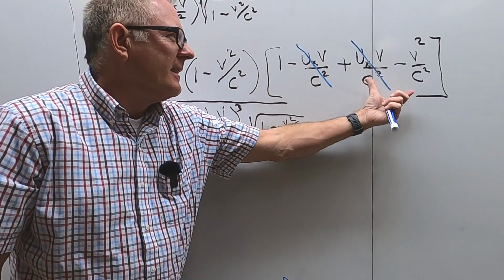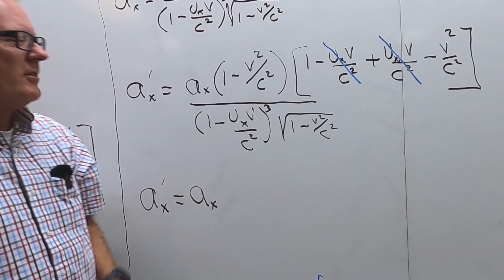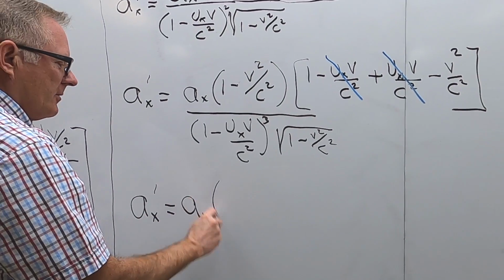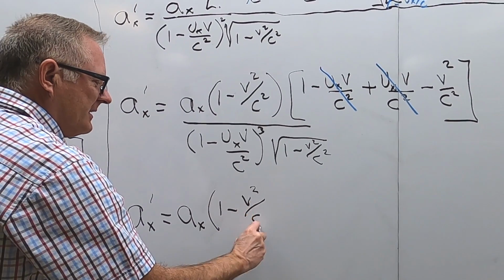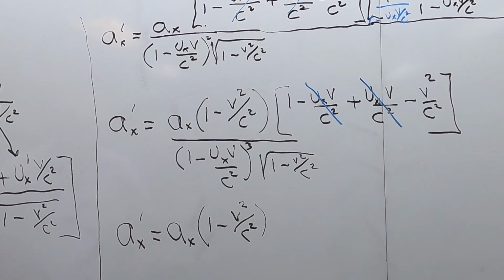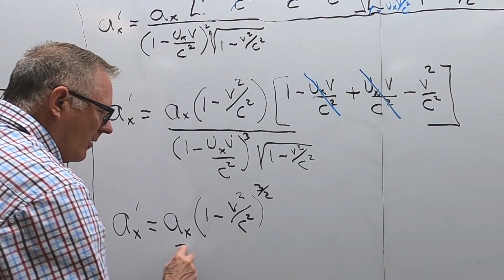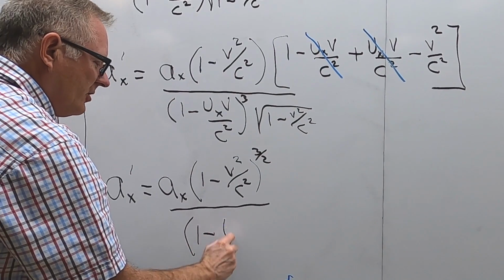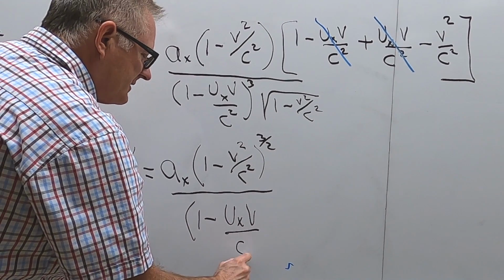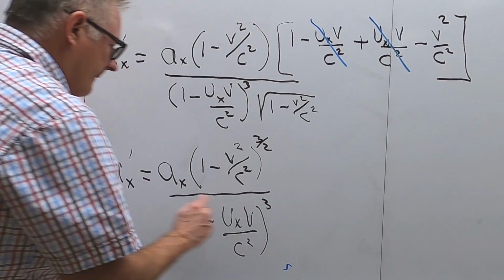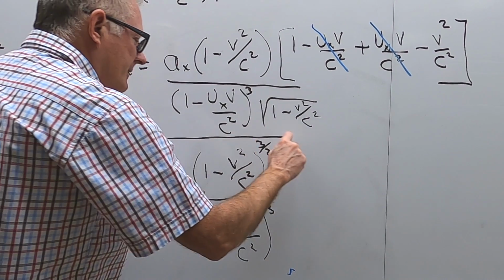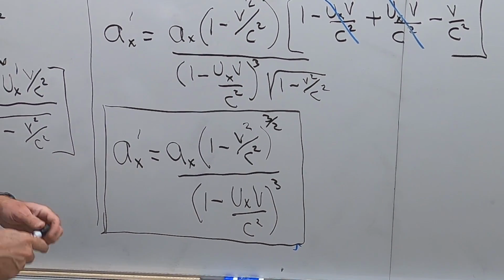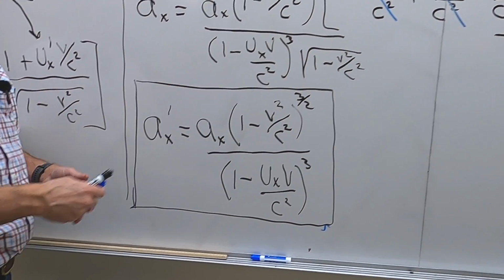Since this and this gives me that term squared, and then I have a square root on the bottom, that's to the 2 minus a half power, which is 3 halves power. So this is 1 minus v squared over c squared to the 3 halves, all over this term, because that term canceled right there, 1 minus uxv all over c squared, cubed. So there is the transformation for the x component of the acceleration right here. It's getting a little bit more complicated as we keep taking more and more derivatives.